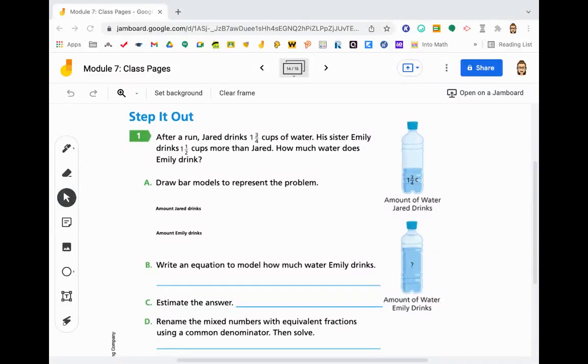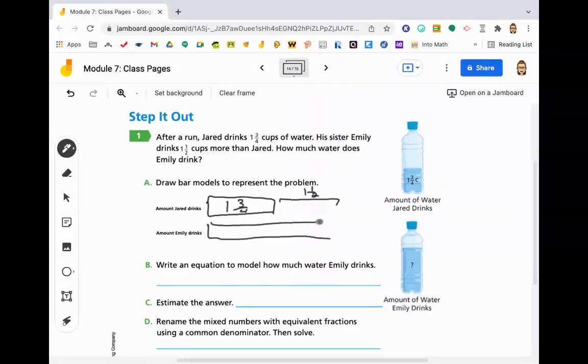So we are going to just draw a box here to represent Jared's drink. So 1 3/4. Then we know that Emily drinks 1 1/2 more. So her total would look like this. And we're just going to label it a W for how much she drinks.